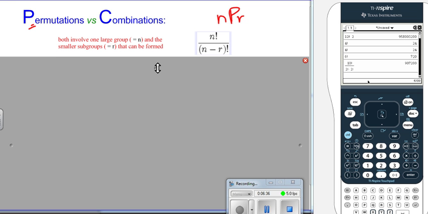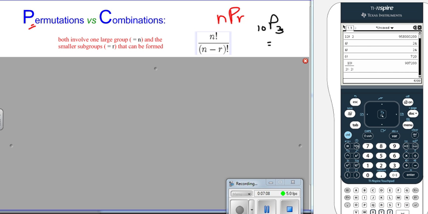Okay, when we talk about permutations and combinations, we're going to do this by contrast. Both of them will involve one large group, and that's your n number, and a smaller subgroup, and that's your r number. So we might have talked about permutations involving a group of 10, but we're only going to take 3 things at a time. If that were the case, we would have written 10P3, and we could have gone to our calculator. We did talk about the formula, but we could have gone to our calculator to calculate that answer.